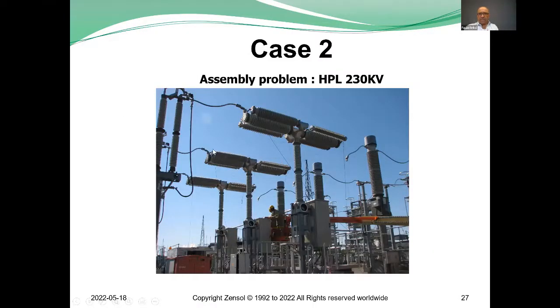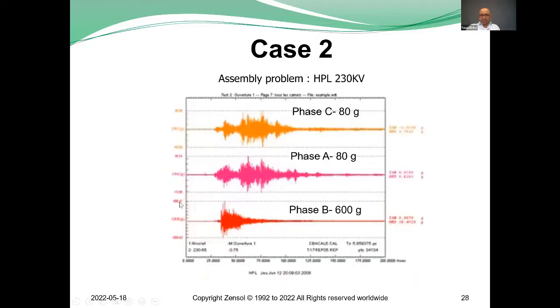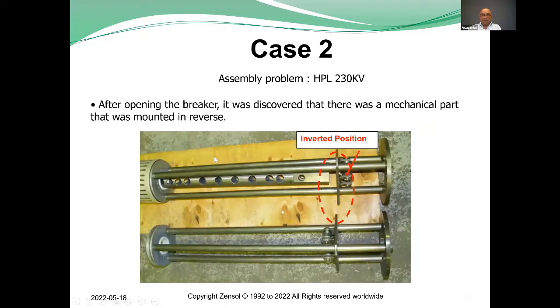Case 2, it was an assembly problem on a HPL 230 kilovolt. Here it's very simple. In fact, we have phase C, phase E, 80G, phase B, 600G, with a shape totally different. So what is the problem? In fact, after opening the breaker, it was discovered that there was a mechanical part that was mounted in reverse. So here you can see this roll when it moves to the other side, and here it was in inverted position. So during a maintenance operation, there was a mistake.